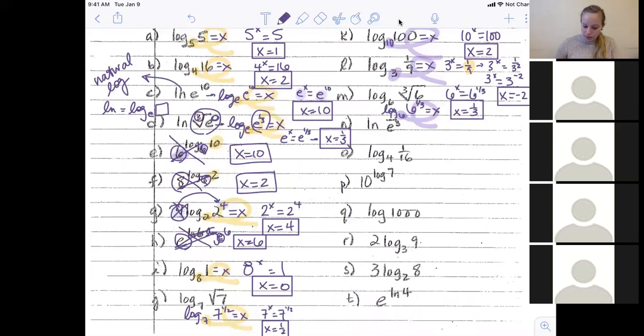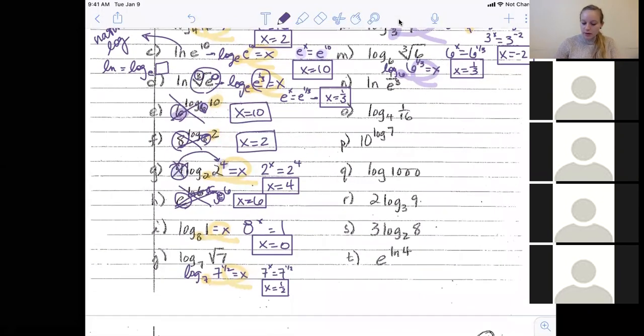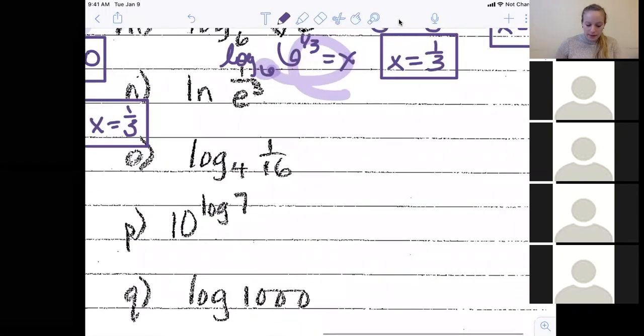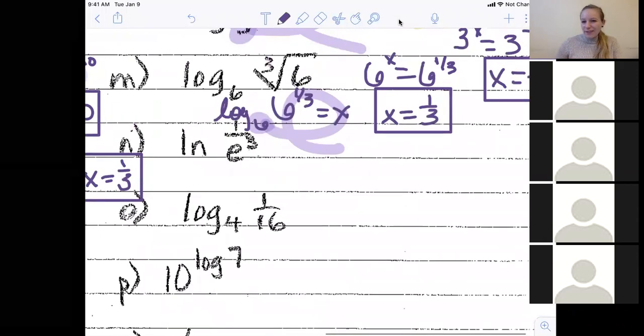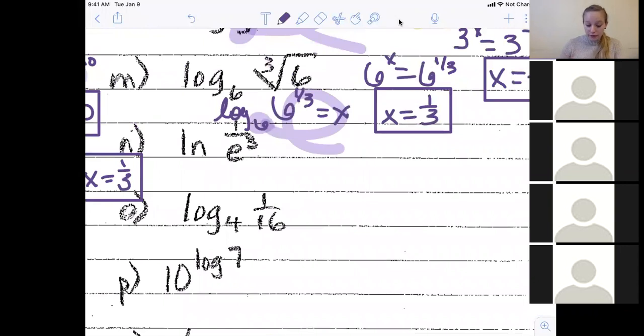All right, 1, 2, 3, 4, 5, 6. 7 more. Again, it may feel a little tedious, but the more we practice this, the easier it's gonna come later on when you do it by yourself.